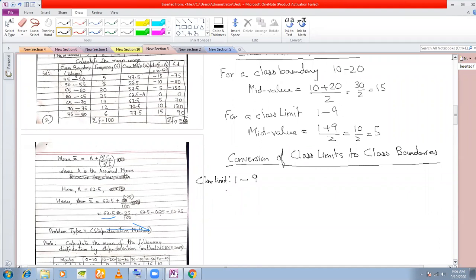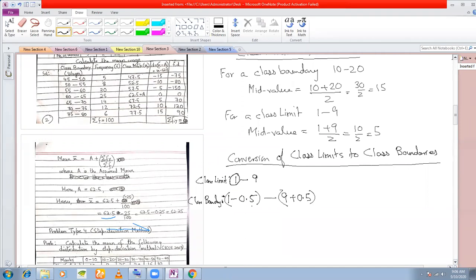Normally, in most of the sums, 90% of the sums, what you will be doing is simply adding 0.5 to this and subtracting 0.5 from this. So you'll have 1 minus 0.5, and you'll be adding 0.5 to 9. Okay, class boundary. In most of the sums, this is what you will be doing.